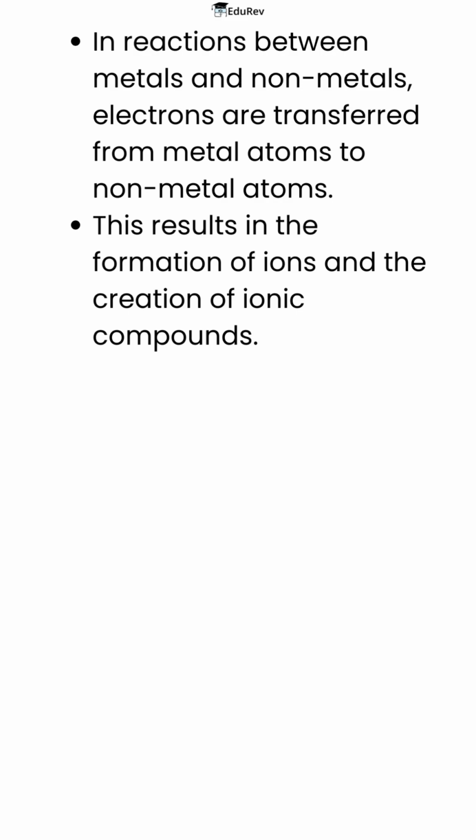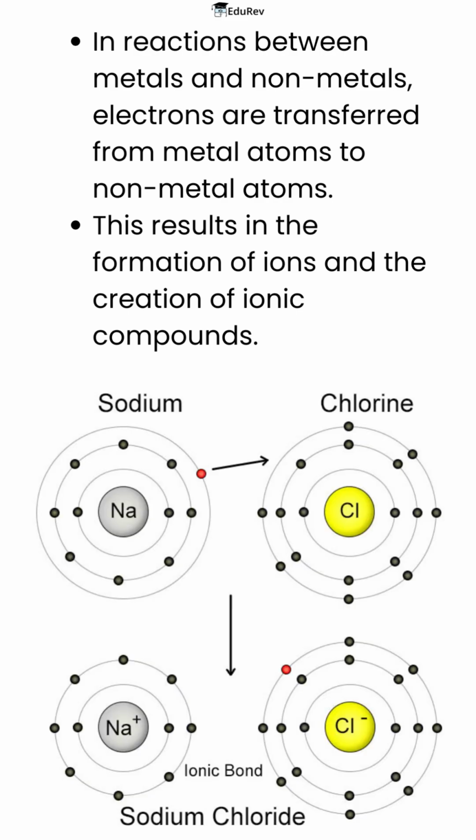This results in the formation of ions and the creation of ionic compounds. Example: sodium chloride is formed when sodium metal loses electrons to chlorine, creating sodium cations and chloride anions.